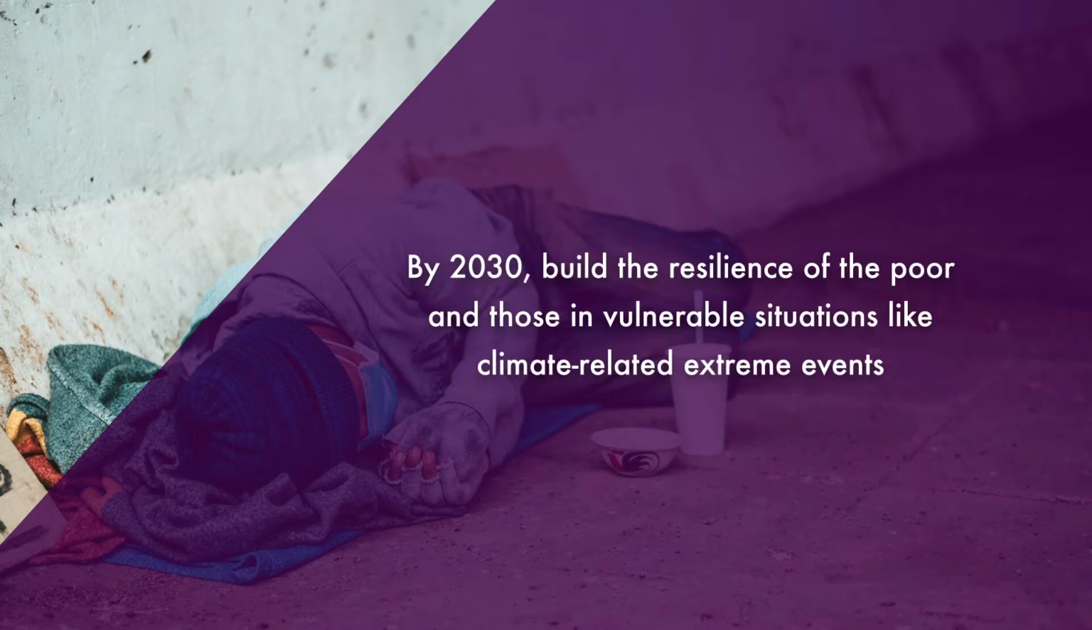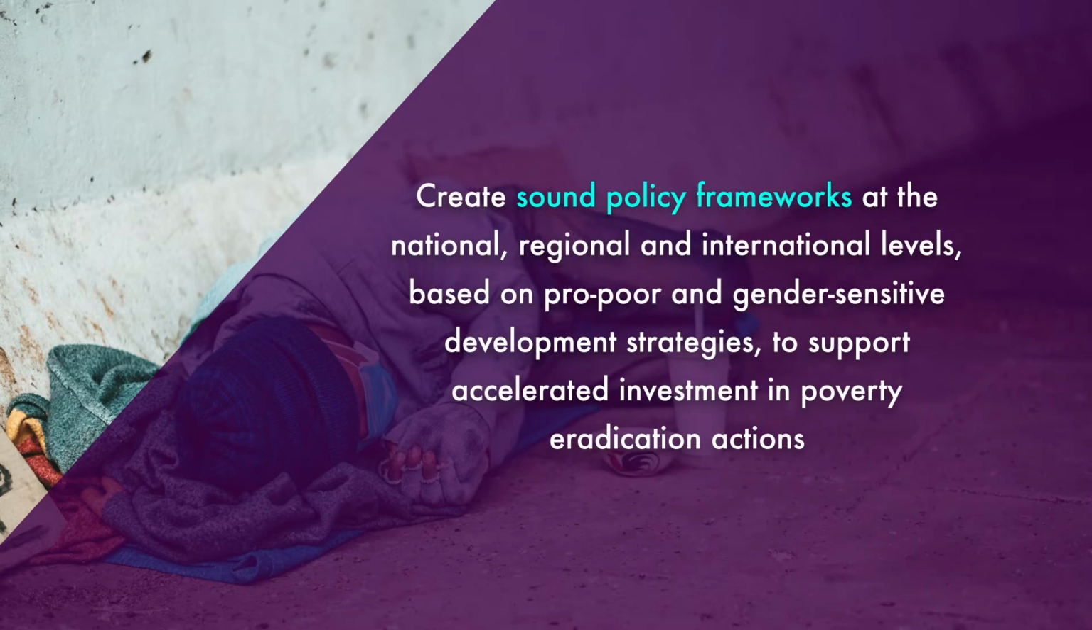By 2030, we need to build the resilience of the poor and those in vulnerable situations to climate-related extreme events, and to create sound policy frameworks at the national, regional, and international levels based on pro-poor and gender-sensitive development strategies to support accelerated investment in poverty eradication actions.